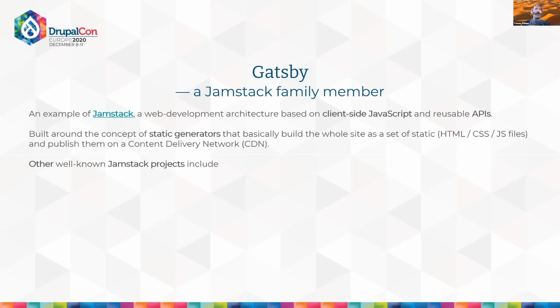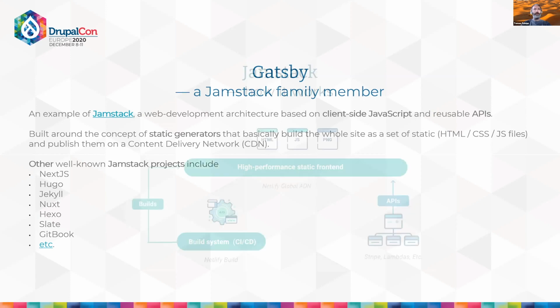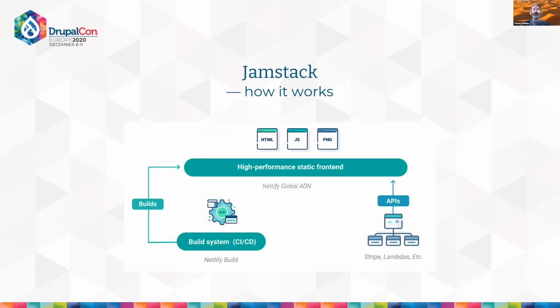There are many Jamstack projects besides Gatsby. You may know Next.js, Hugo, Jekyll, Nuxt, and other ones. So this is how it looks. The data are retrieved from APIs. There's a build system that publishes only the static data on a CDN. This is an example from Netlify, but the scheme is generic.